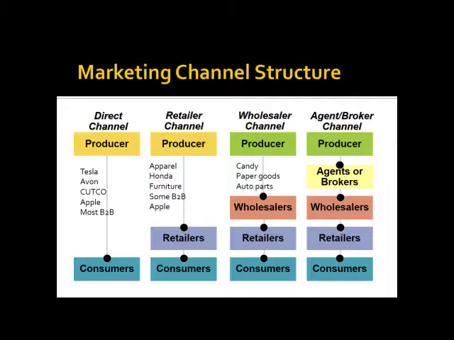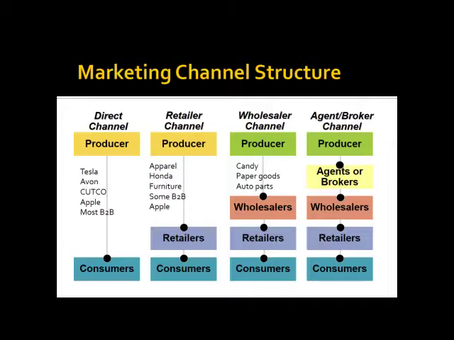Most business-to-business products are sold this way. The company has its own sales force that contacts customers. Apple sells many of its own products through its website. A retailer channel is an example of a one-level channel, very common in consumer products and some business-to-business.